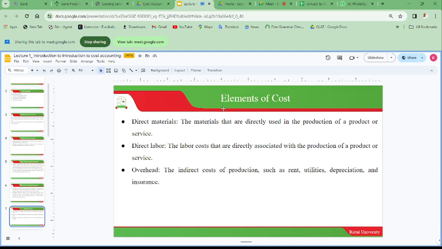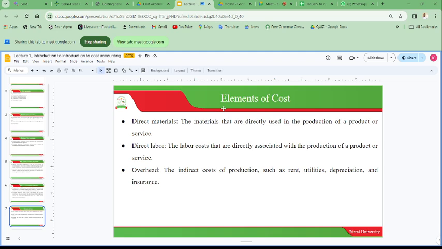So let's look at the example of overheads. We have indirect materials. Under indirect materials, we have factory supplies like lubricants, glue, nails, and cleaning materials. These are all examples of indirect materials. And then we have another example of overheads.